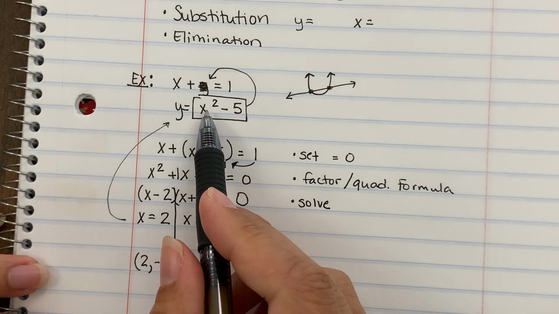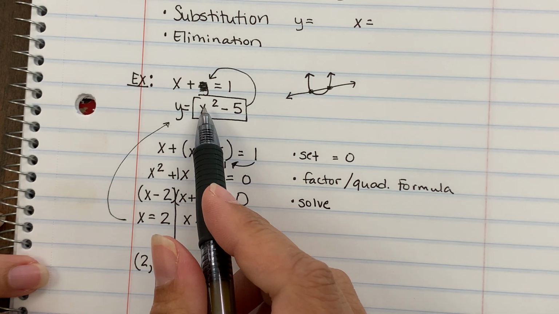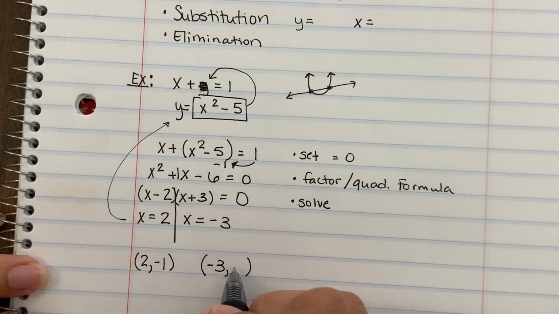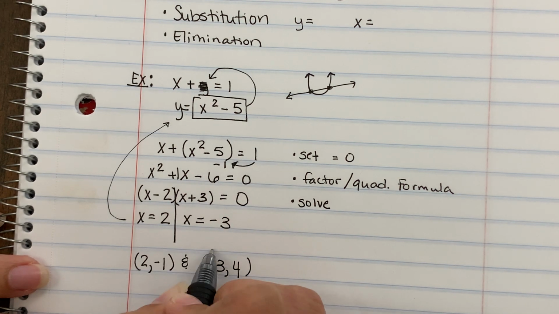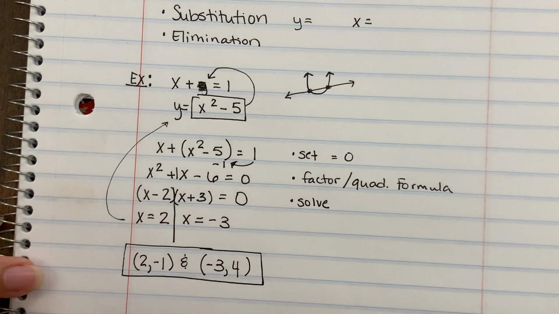Plug in -3. Be careful here. -3 squared is +9. 9 take away 5 is 4. So those are my 2 solutions. Pretty simple.